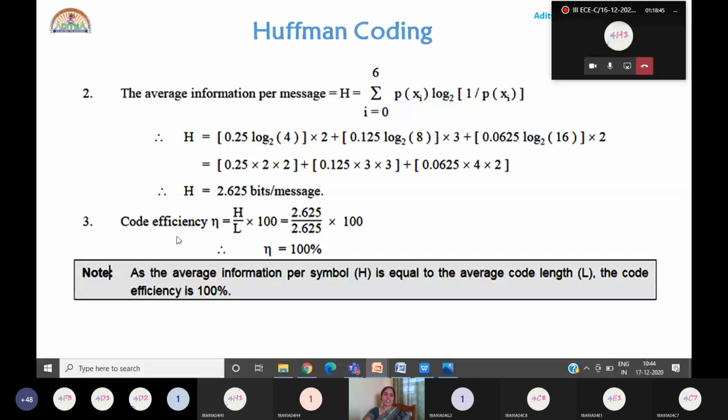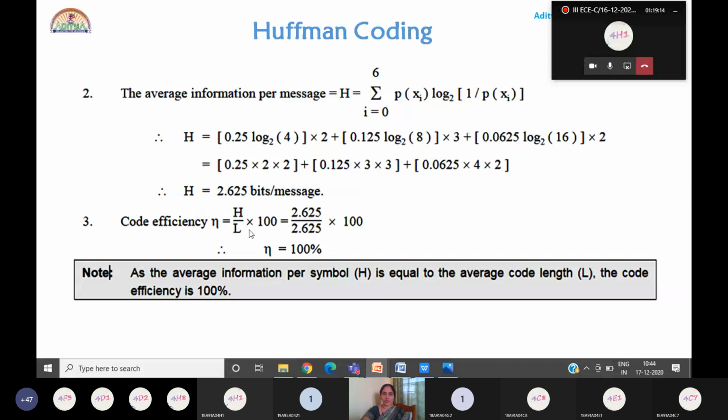Okay, and in this case they have given in the question that you will get the code efficiency as 100%. What can be the reason? The reason is that the entropy we obtained as well as the average code word length are the same. And you may get a doubt why I did not mention log m base 2.